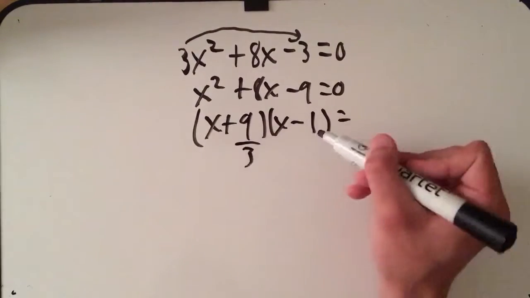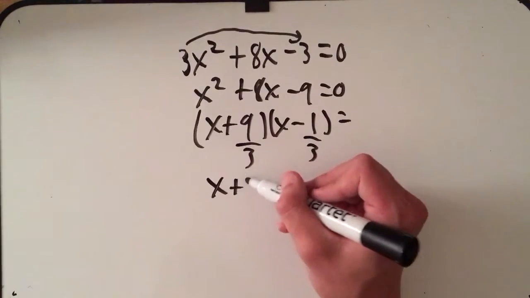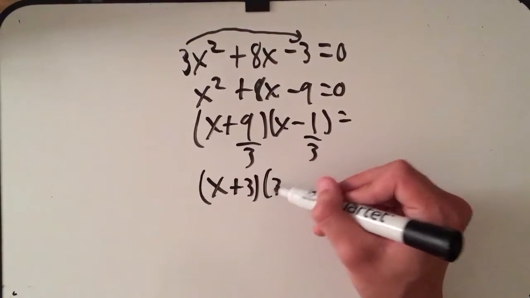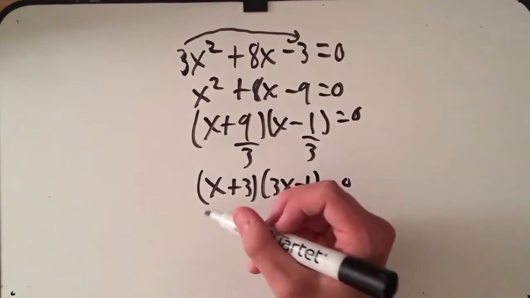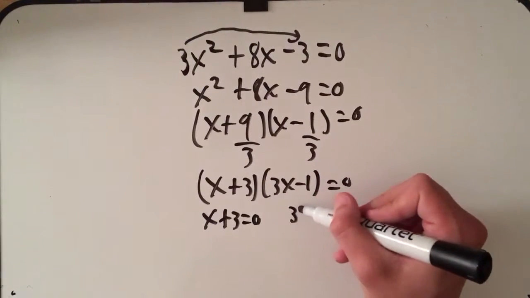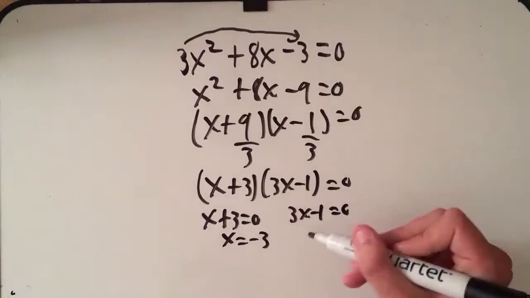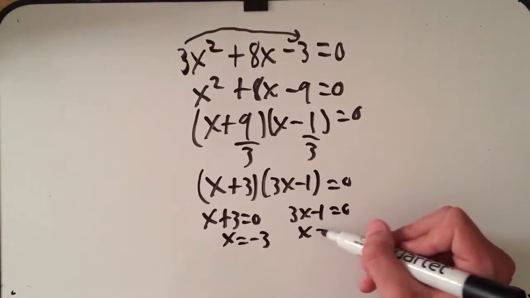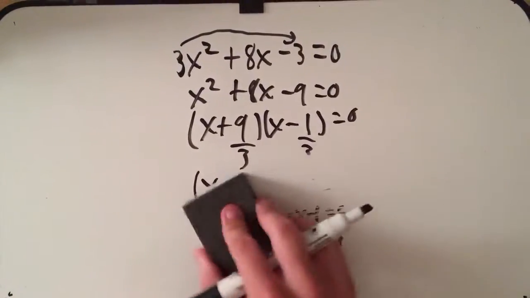And then divide, which will get you 3 and 3x minus 1. And now you just set them both equal to 0. That'll get you negative 3, and then that will get you 1 over 3. So that's the five-step method. But you're not always going to be able to use that five-step method.